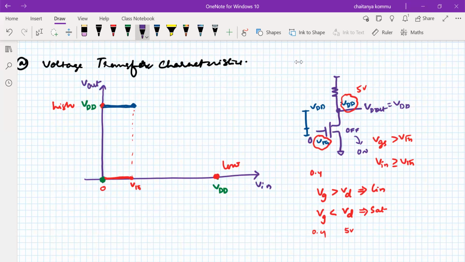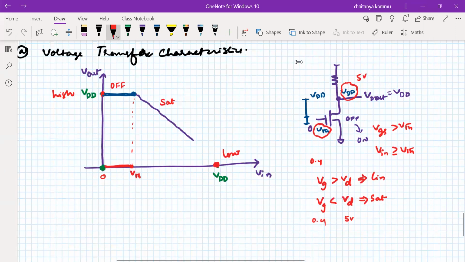But it is in saturation, and where does it have to go? It has to decrease, something like this. It is in a decreasing fashion, right? So here the MOSFET is in off mode, cutoff. Here it is in saturation.